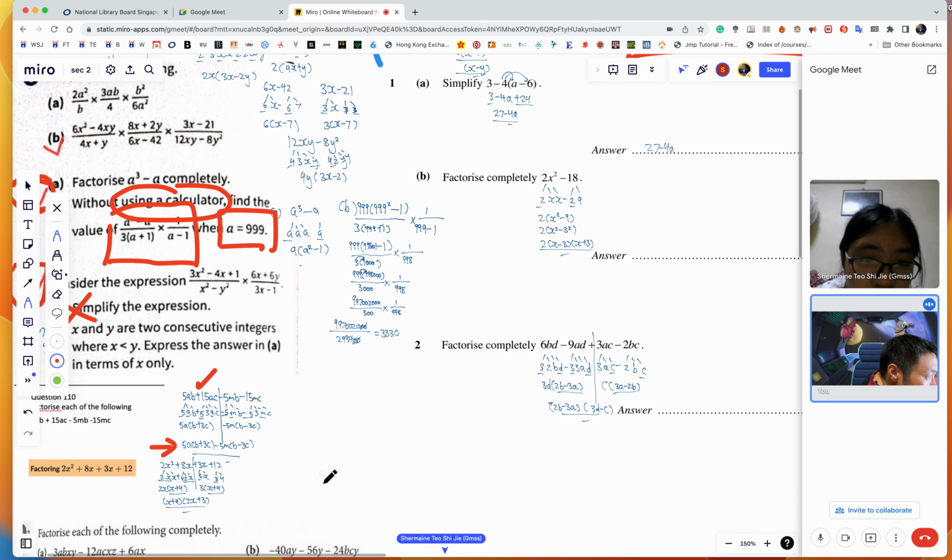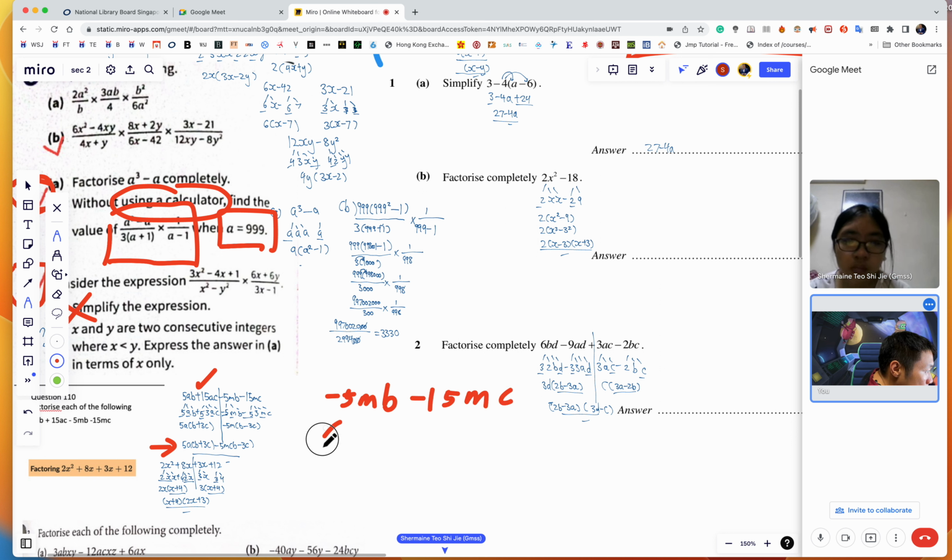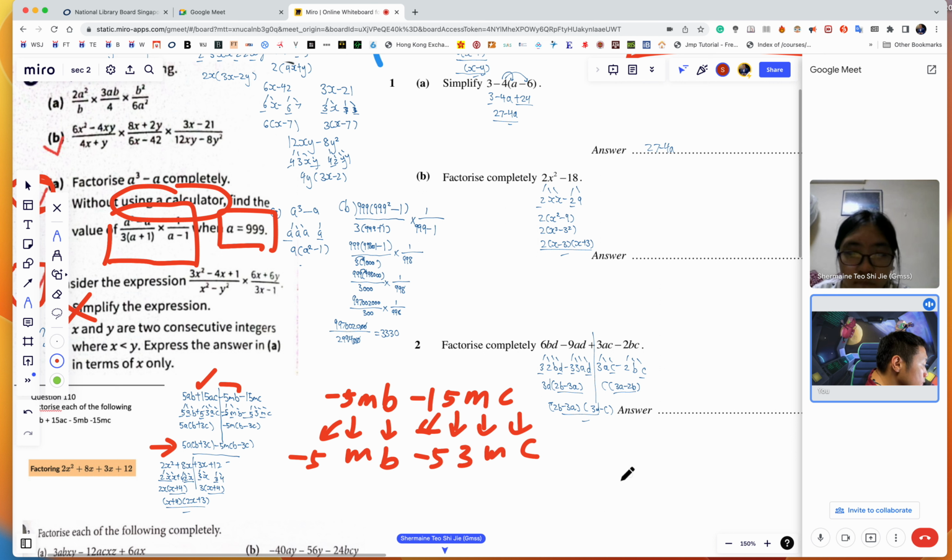Okay, the left part is correct. We do it step by step. The next one is you take out minus 5, right? So you take out minus 5. I think you made a mistake. You take out minus 5, then you get what? mb, right? Okay, good. This one is good. Then this one you take out minus 5, then you have 3, then you have m, then you have c, right? Okay, good. So you need to look closely in this case.